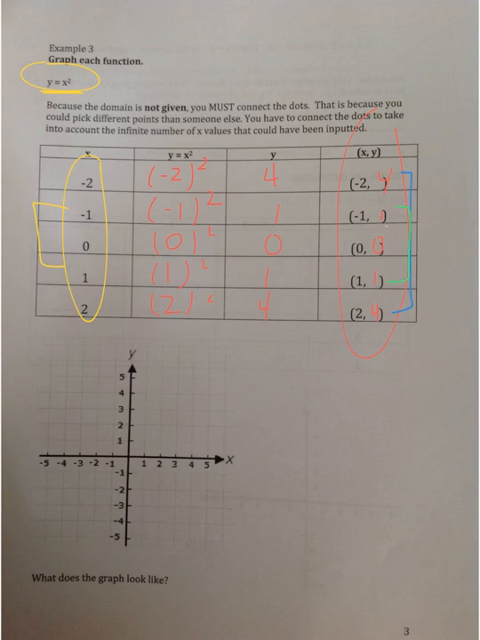And then you have this one, which is, as you'll notice, we have -2, 4. We have -1, 1, 0, 0, 1, 1, 2, 4. So you'll notice that this 0, 0 is the turning point, and so we are going to connect these. Oops, there you go. And that's what your graph looks like. This is called a parabola.